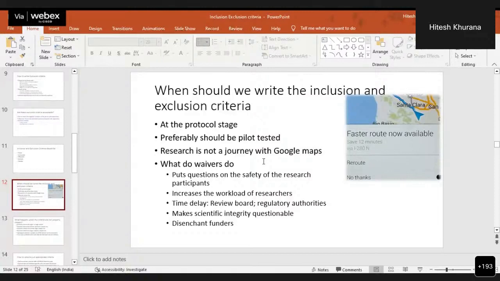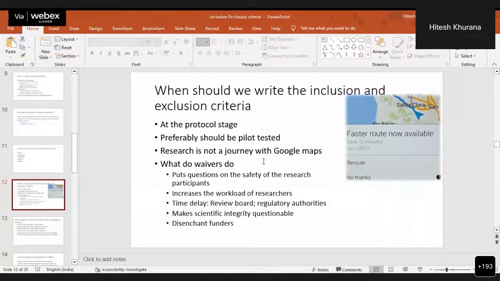And once these are formulated, it is good, not mandatory but good if possible, to have a peer review from other faculty members. Is it feasible? Is it a good inclusion and exclusion criteria? Because once we have formulated it, it is not possible for us to redo our research journey. Research is not a voyage which we can carry out with Google Maps, where if we are going in the wrong direction, it will reroute us. It is not possible.